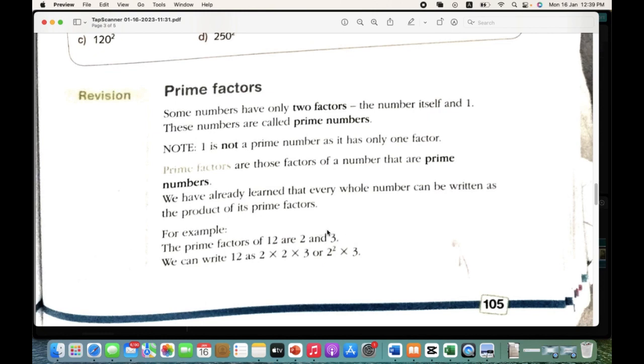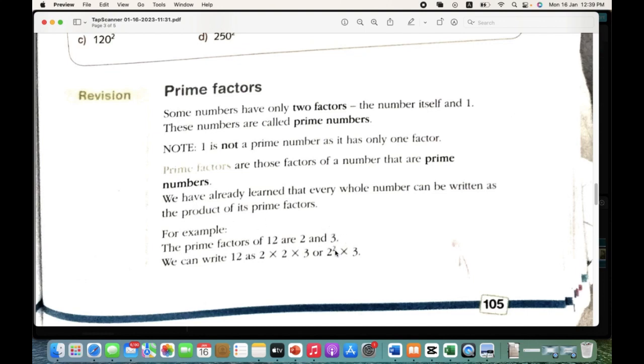12 is not. 13 is a prime number. 15 is not, because 3 times 5 is 15. So these are prime numbers.